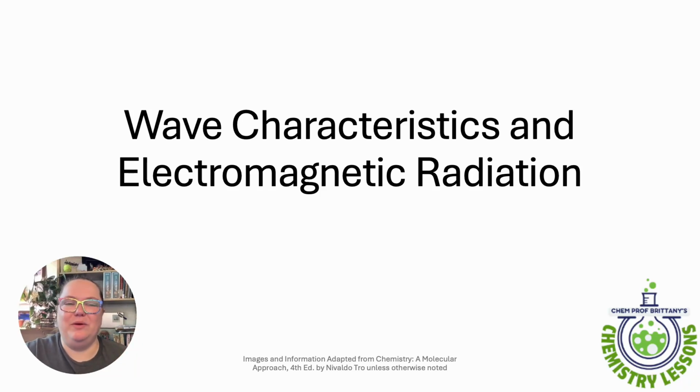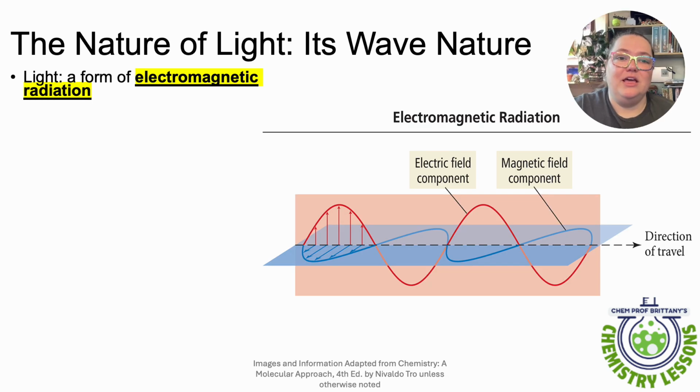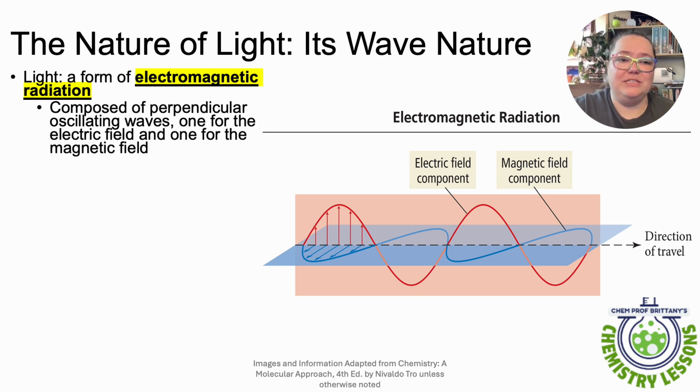This video is about wave characteristics and the electromagnetic radiation that we talk about in other videos about the electromagnetic spectrum. So, first and foremost, light is a wave, sometimes. It is a form of electromagnetic radiation, which means that it has perpendicular oscillating waves that intersect at their nodes. You can see that here.